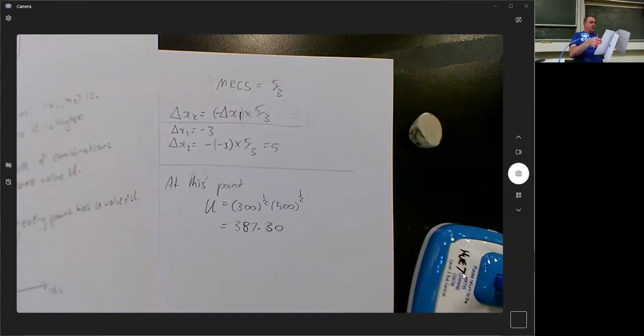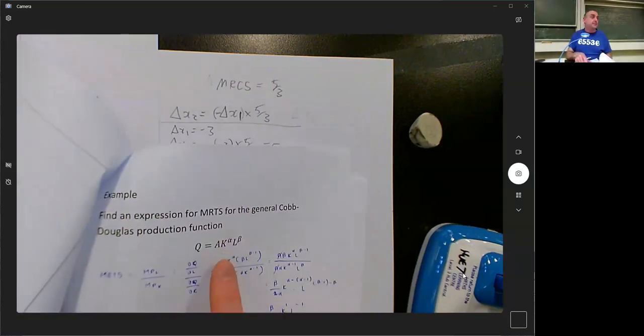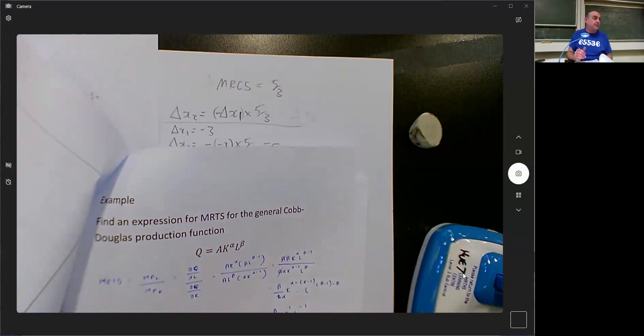And the marginal rate of technical substitution is the same sort of thing, but instead of having x1 and x2, you have L and K, but it's all the same.